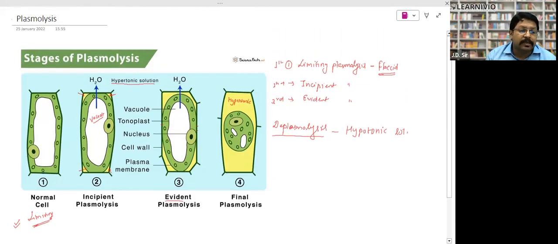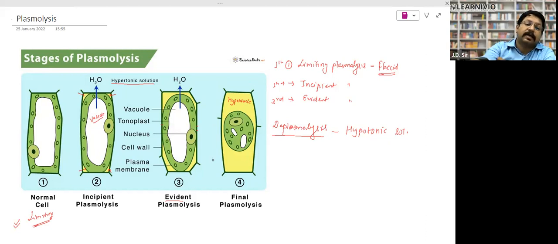When you keep any cell in a concentrated substance or concentrated liquid, what happens? Water comes out of these cells, right? And when the water comes out of these cells, what will happen? They will shrink. So from where will the water come out? Basically, the water will not come out of the protoplasm. So from where will the water come out?